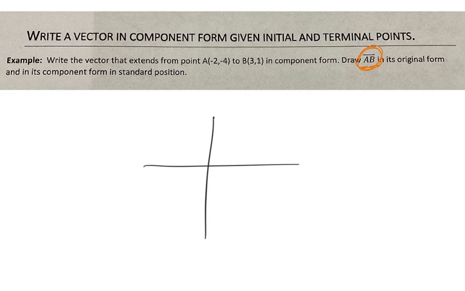Okay, so if point A is at (-2, -4), this is point A. B is at (3, 1). Then vector AB would be from here to here. That is the vector, because the direction matters. It is like a line, but lines could go in either way. It's the same thing, right? Magnitude and direction matter. So this is what it looks like. I drew it in its original form and in its component form in standard position.